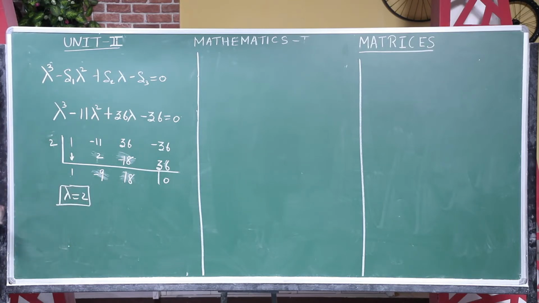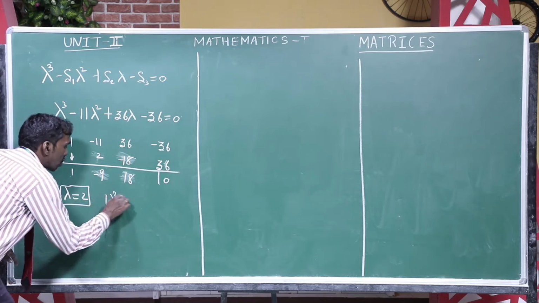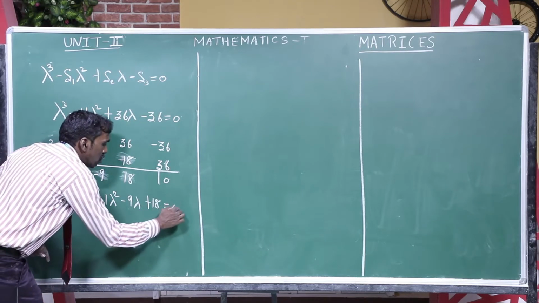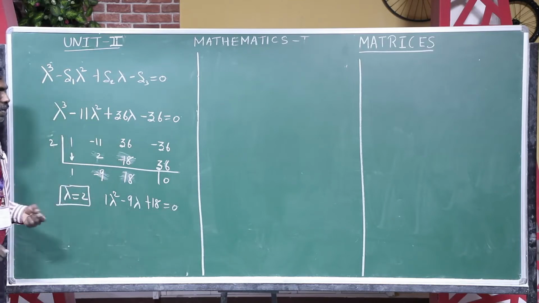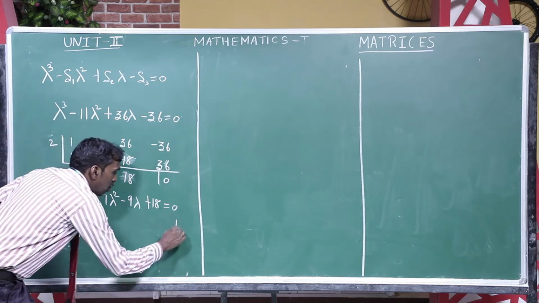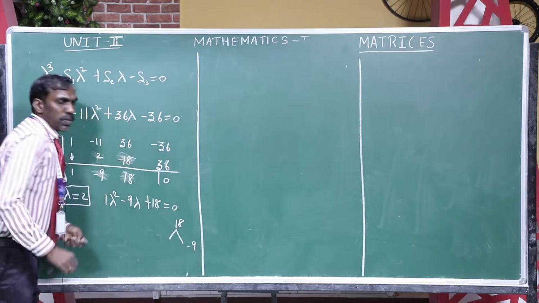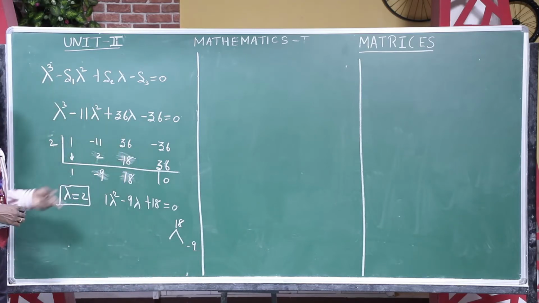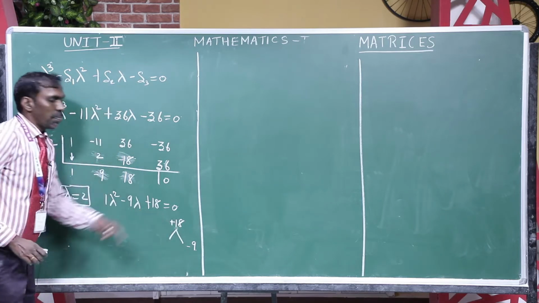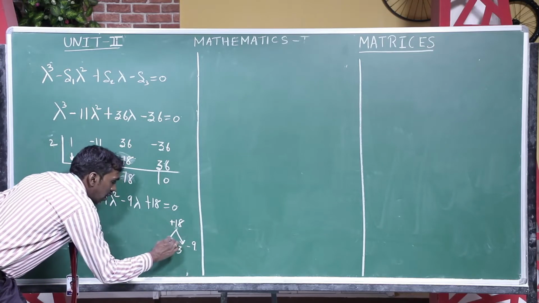Next we have to find the other two eigenvalues from this equation. What is the equation here now? 1 lambda square minus 9 lambda plus 18 equal to 0. We have to find the two eigenvalues of lambda, so we have to factorize this. Multiplying gives 18, and adding gives minus 9. So here minus 6 and minus 3. You can add to get minus 9, and multiply to get 18.